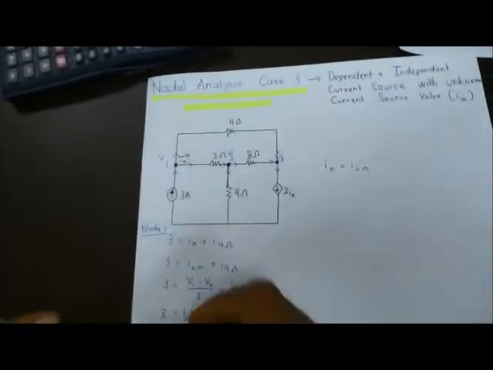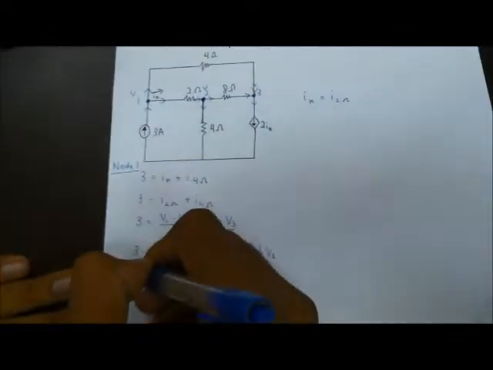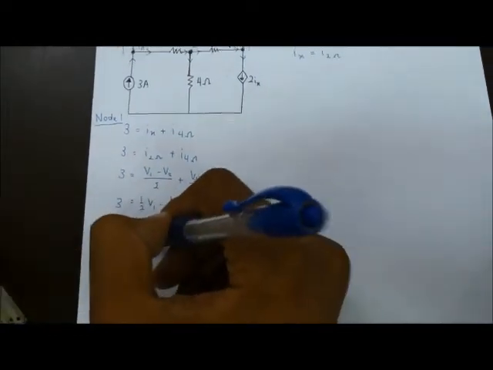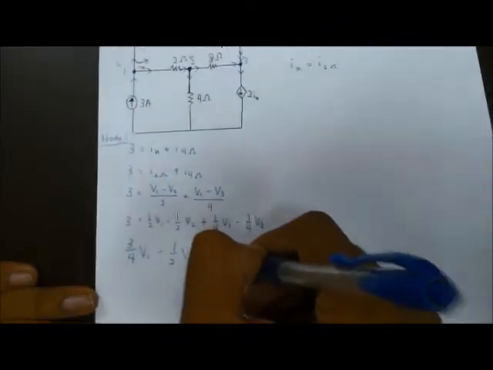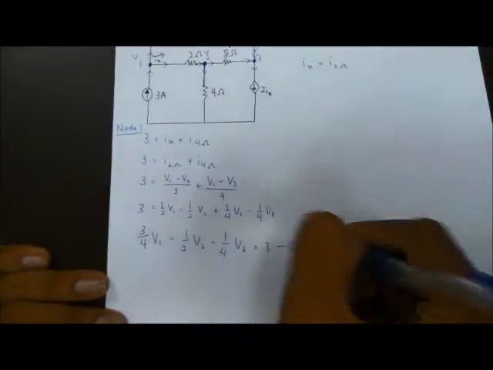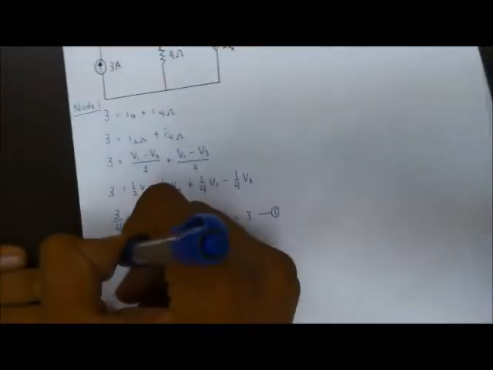This equation equals 3. So the final one, after the mathematical operation, we got 3 over 4 V1, minus 1 over 2 V2, minus 1 over 4 V3 equals 3. This is the first equation. Now the node 2 equation.